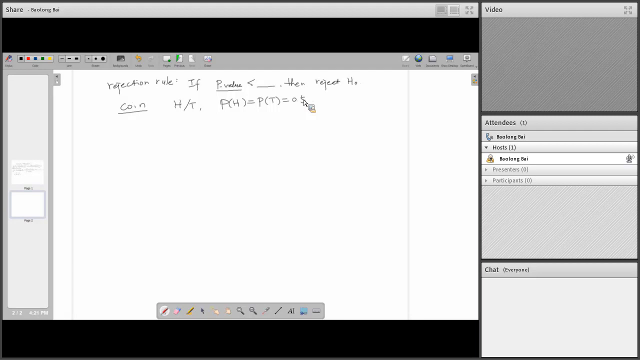Then that claim will be a hypothesis, right? P equal to 0.5. And what kind of hypothesis is this? Null or alternative? If stating something is equal to something else, this will be our null hypothesis, right? And then on the contrary, if we're saying, hey, I don't think the coin is fair, then that claim will be the alternative hypothesis, right? That means the probability of a head or tail will not equal 0.5, right?